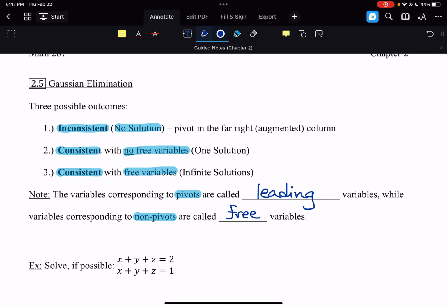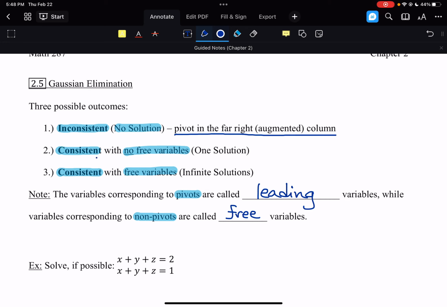So if we have a case where we have no solution, it's inconsistent, that is when you have a pivot in the far right or augmented column of the matrix. So you've got all your values over in here, and then you have some pivot over here in that augmented column. That is an example where the system would have no solution. And we'll look at that a little bit later as well.